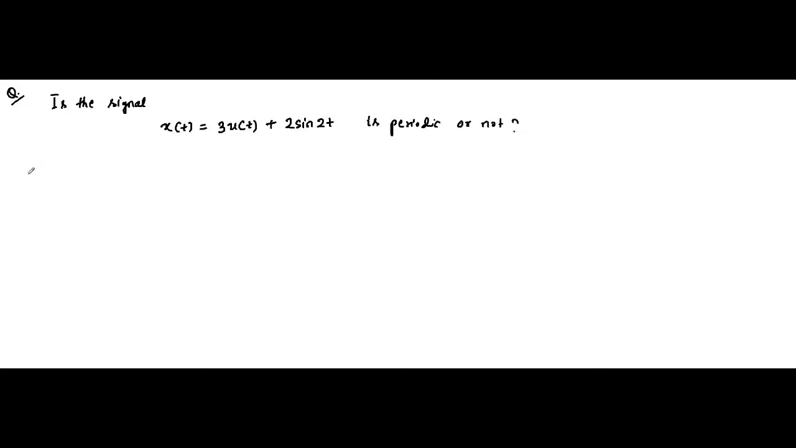Okay, so here let us take this signal separately, break it down. This signal is a sum of two signals, x1(t) plus x2(t). Let's say x1(t) is 3u(t), and x2(t) is 2 sin 2t.